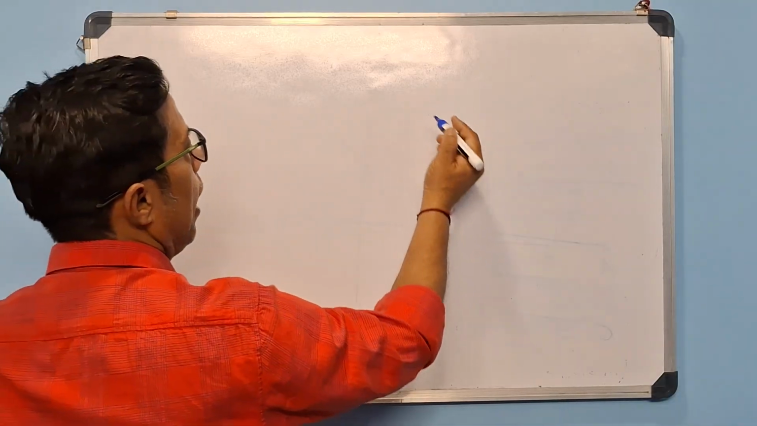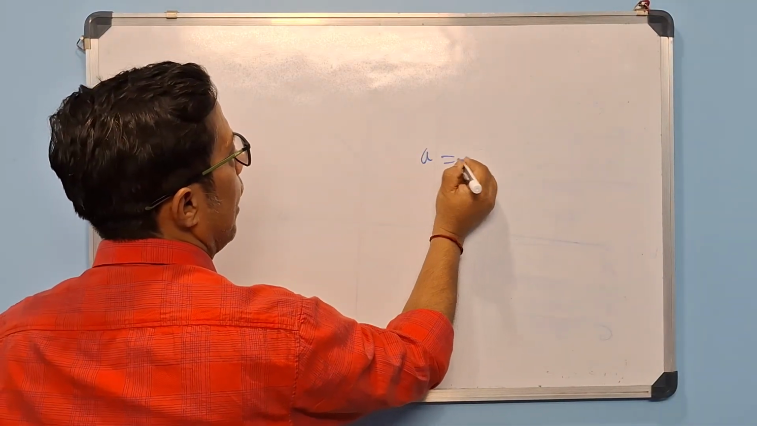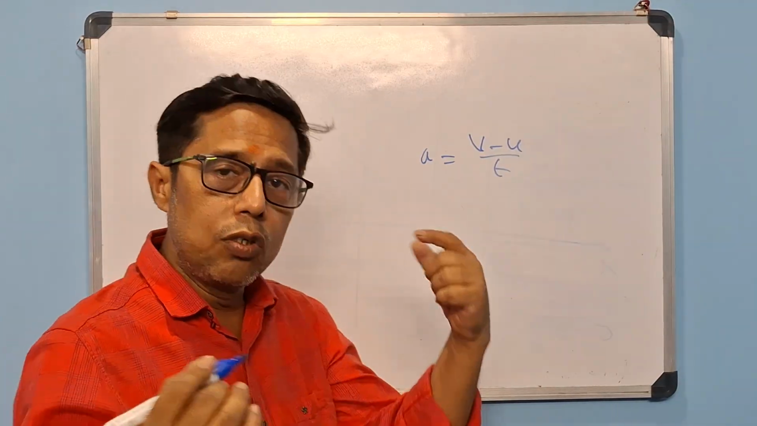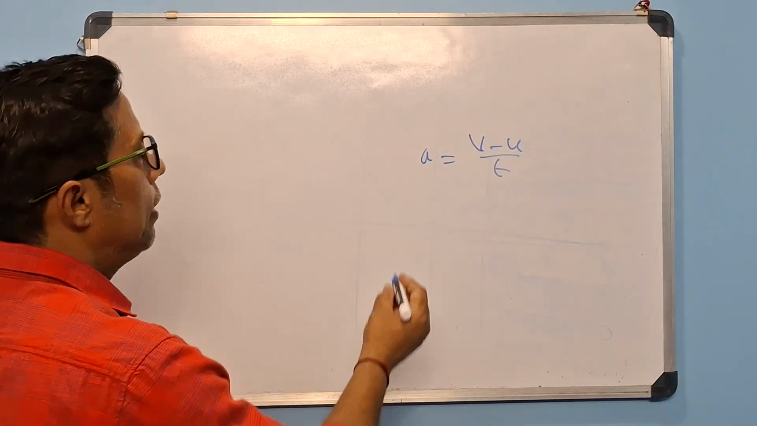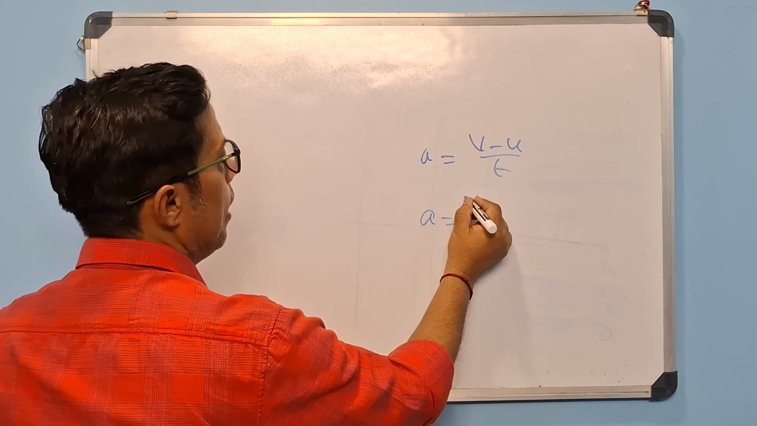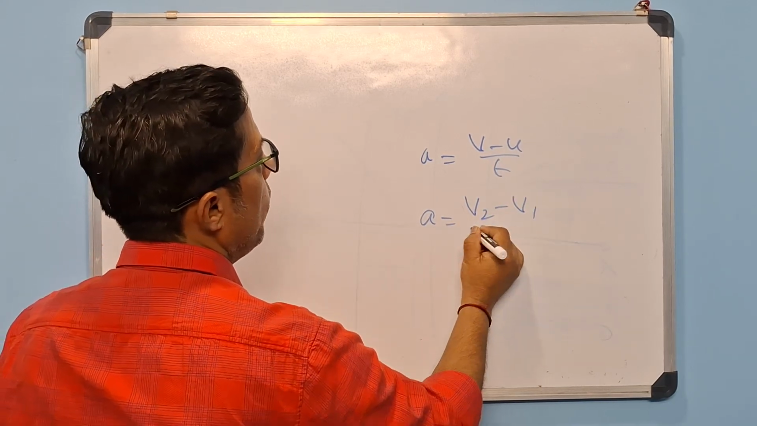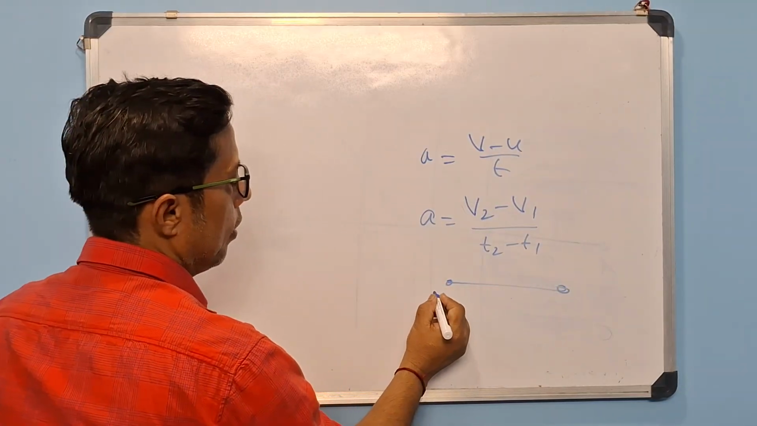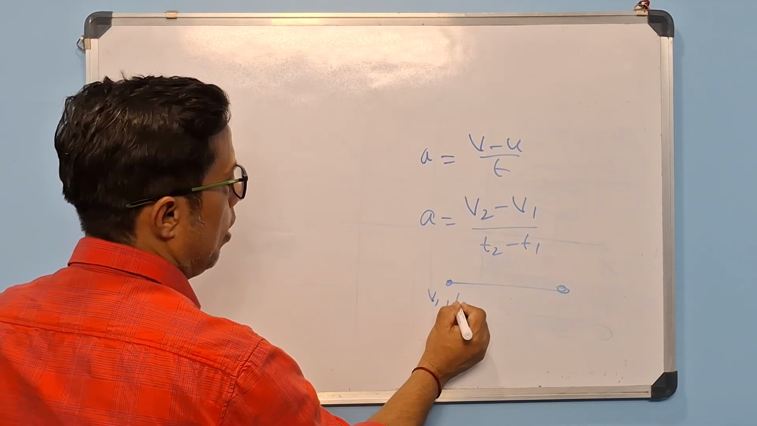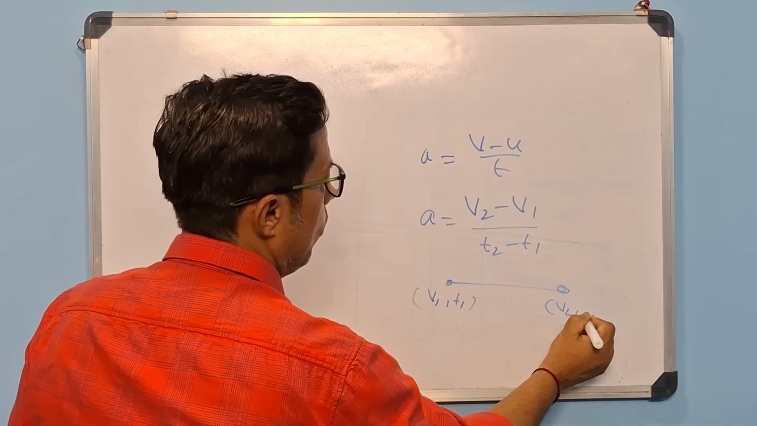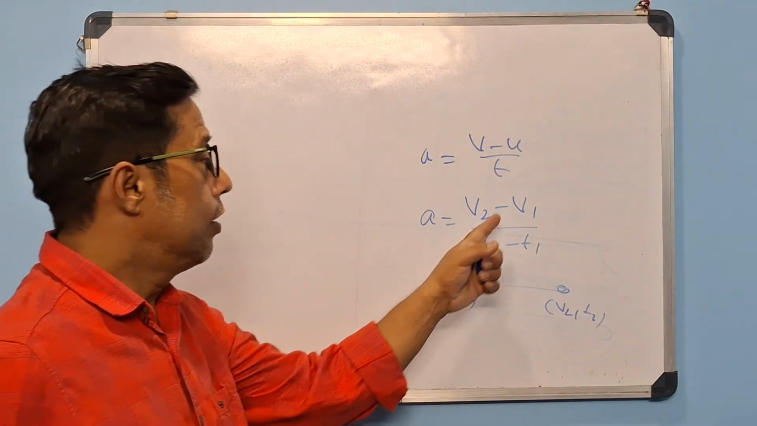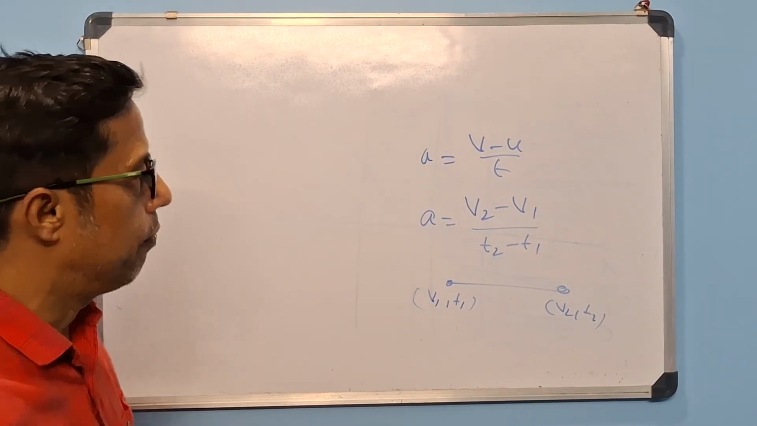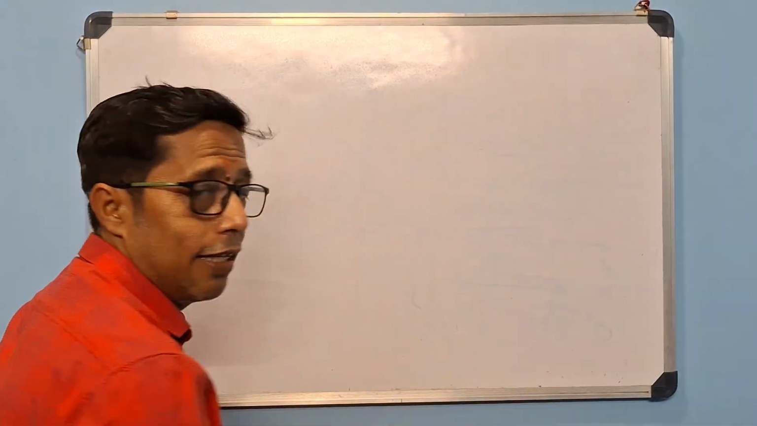Now the next question: what is acceleration? Acceleration means v minus u by t. So acceleration is the slope of change in velocity by change in time. So what is the general expression? Acceleration is v2 minus v1 by t2 minus t1. Let's say an object is here and it moves to there. So the initial coordinate is v1 t1 and this is v2 t2, right? So this is the acceleration, the rate of change of velocity. You can get this in a graphical presentation, like how to get the acceleration.